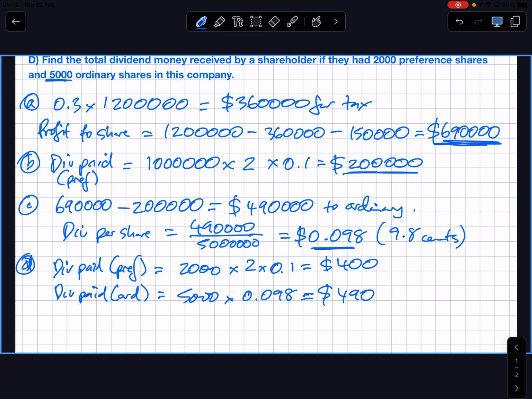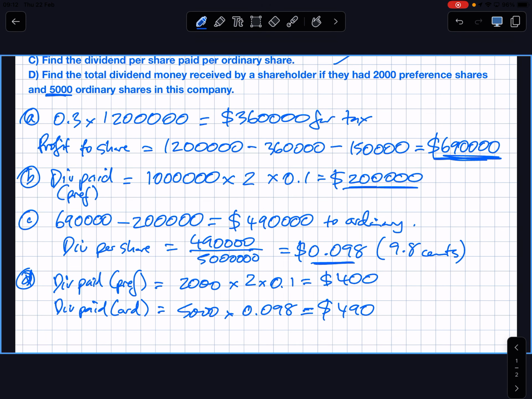Does that answer the question yet? I've got the two separate dividends, but part D, what is it asking for? Find the total dividend money. So what do I need to do to these two numbers here? Add them together. So total is going to be $890 in div money.